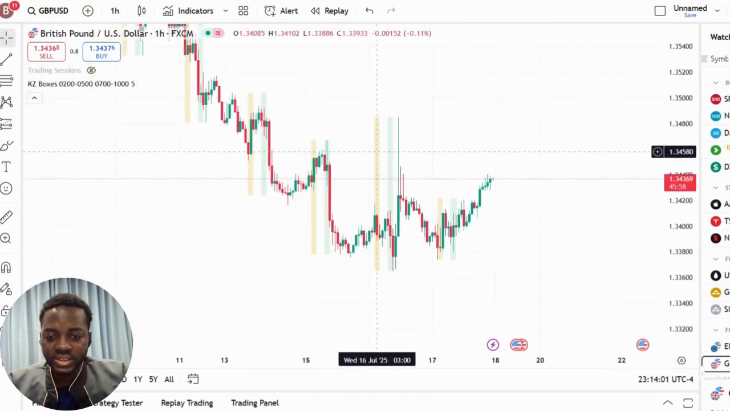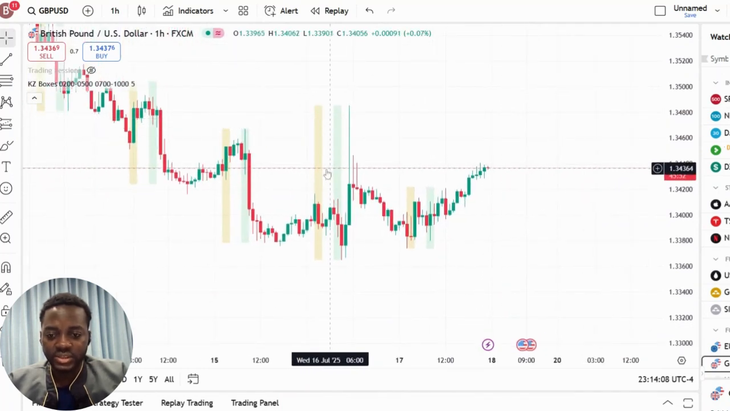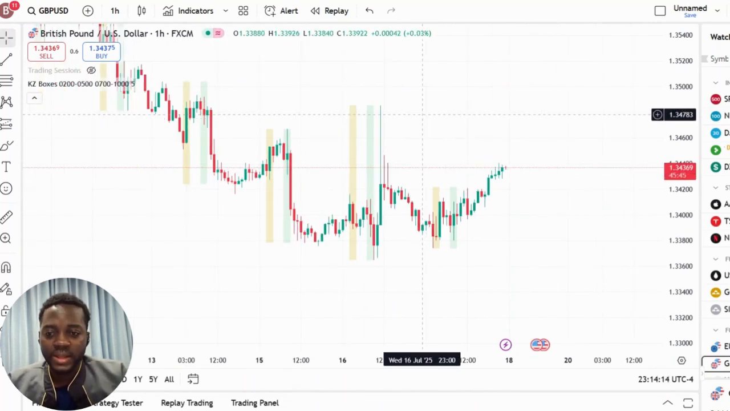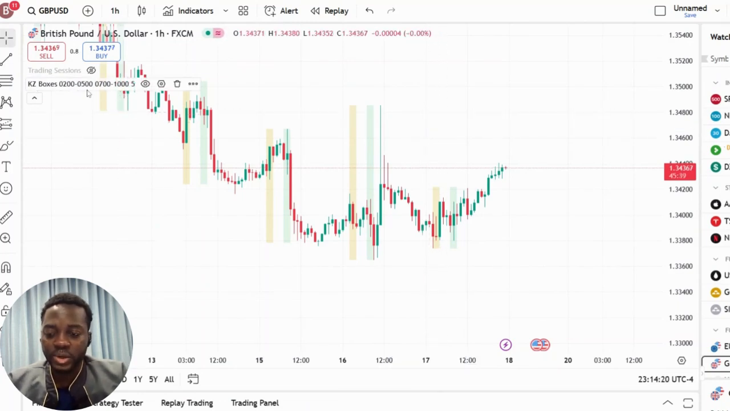So these things are called kill zone. This color you see here, it's kill zone. It's where the market is very, very reactive. So let's do this. You get your kill zone or your KS box by Bryce WH. You're going to see it there in your indicator.